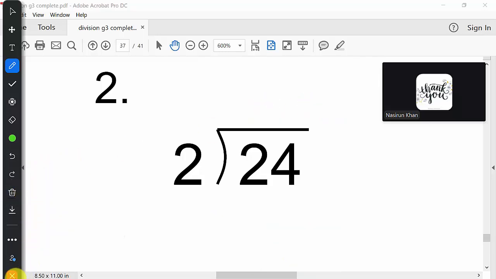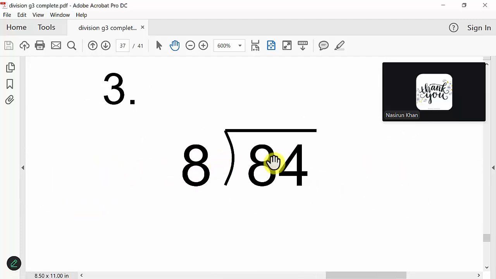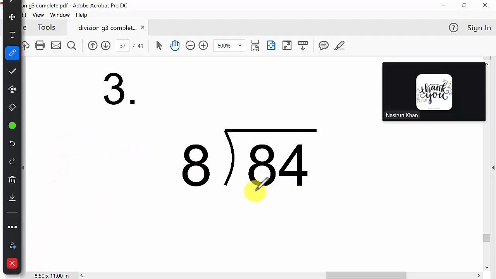Okay, let's do number 3. 84 divided by 8. The same, the first step, divide the first number. 8 divided by 8 is 1. 1 times 8 is 8. Okay, so we subtract. Then 8 minus 8 is nothing, so we don't need to write it, or you can write 0 if you want. Then we drop number 4 here. And then 4 divided by 8 cannot.